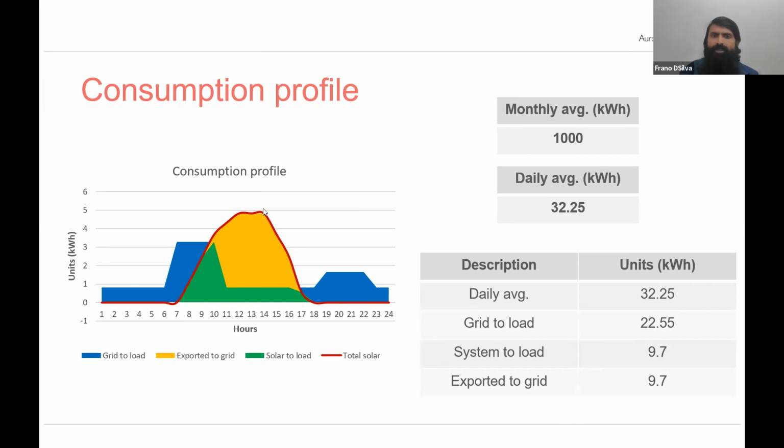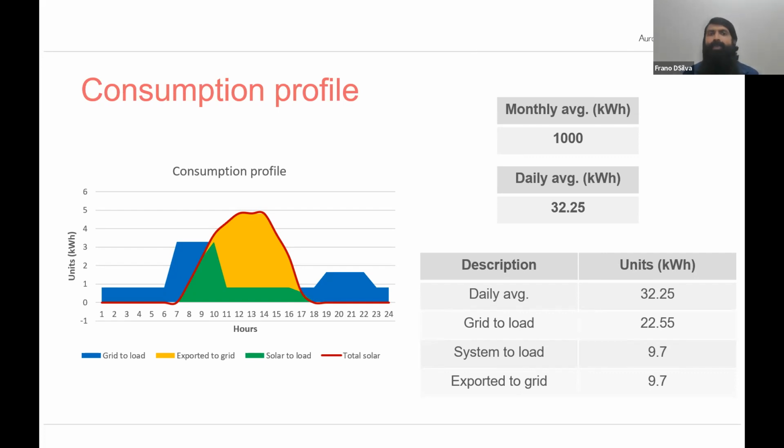Now we realize that there is a certain amount of energy generated by solar that is self-consumed at the location, and also the excess or surplus energy is being exported to grid after satisfying the load requirements.